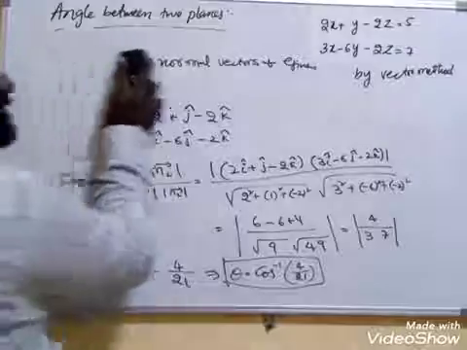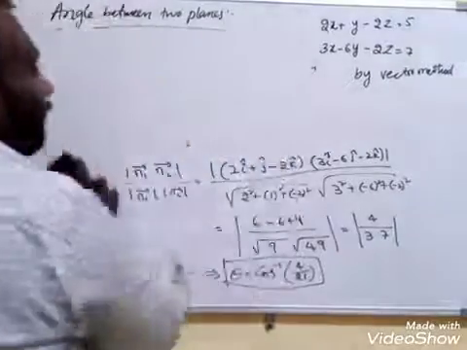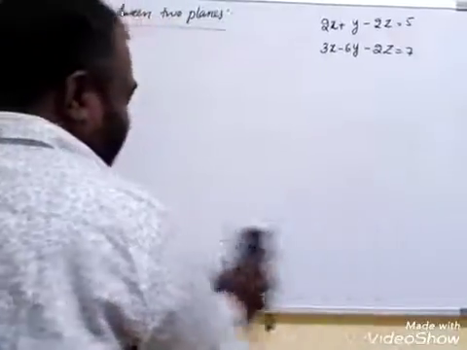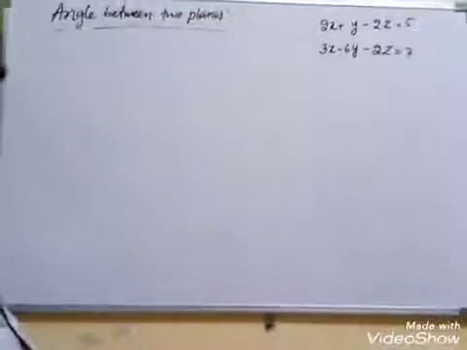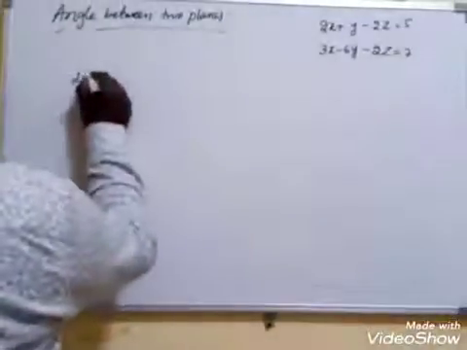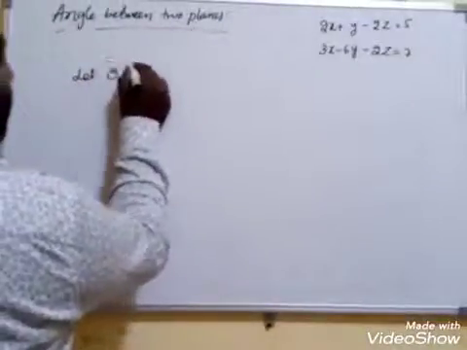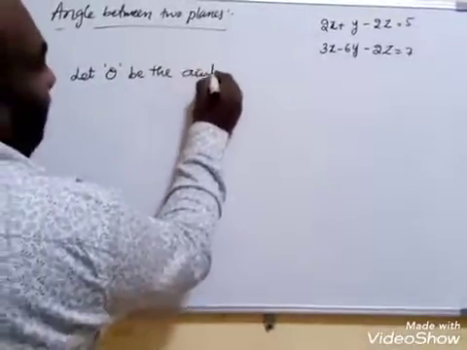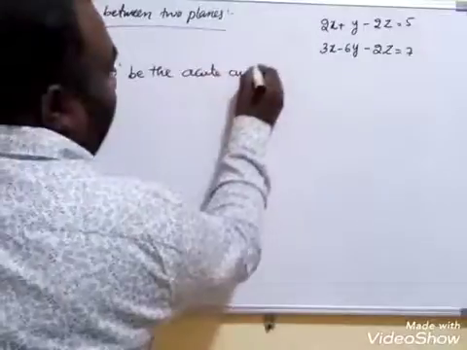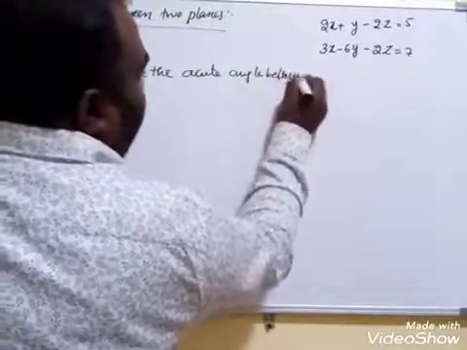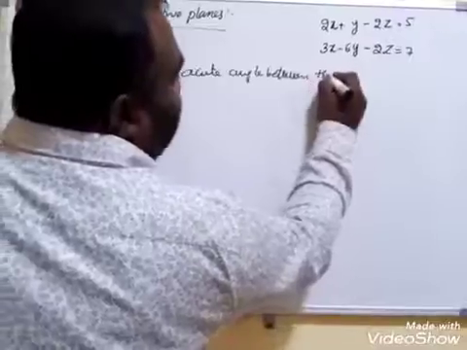But he may give simply: find the angle between the planes. The same planes are given, and the angle between the planes is asked. Now what do you have to solve directly? We have, let theta be the acute angle between the planes.